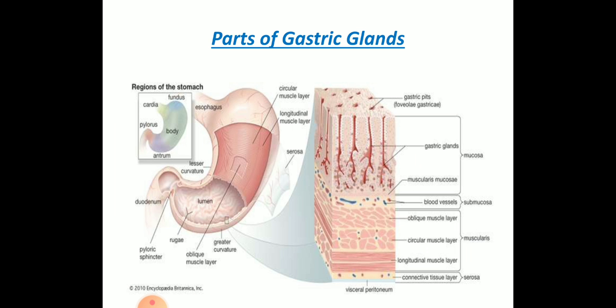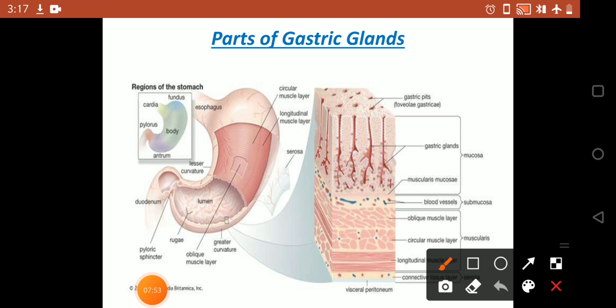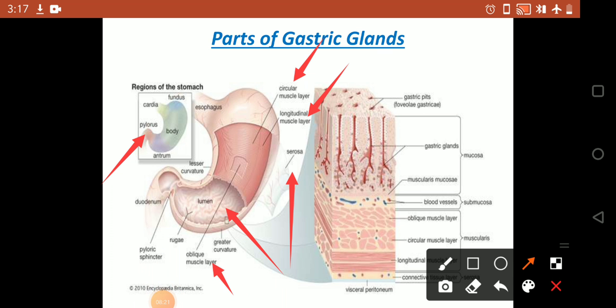So here you can see the three different regions: the cardiac region, fundus region and pyloric region in this picture. And later how they are divided. The muscular layer is present, the longitudinal muscular layer is also present, serosa is the outermost layer, lumen is the innermost layer, and there are different types of layers, like you can find the rugae region and also the oblique muscular region.